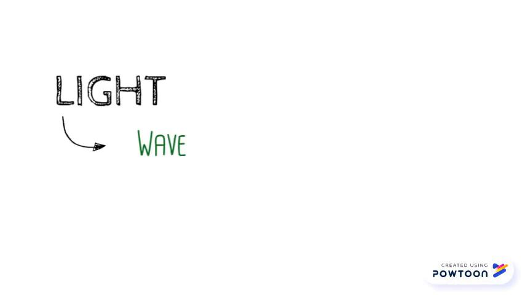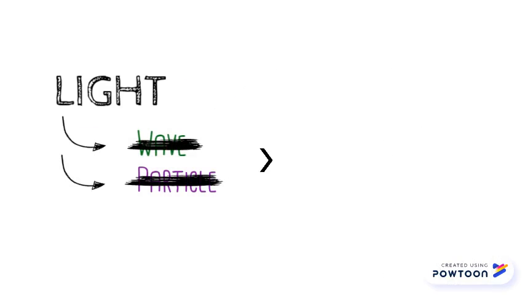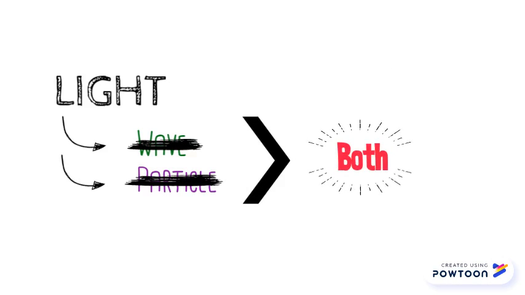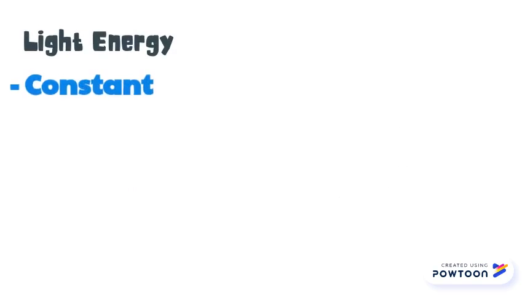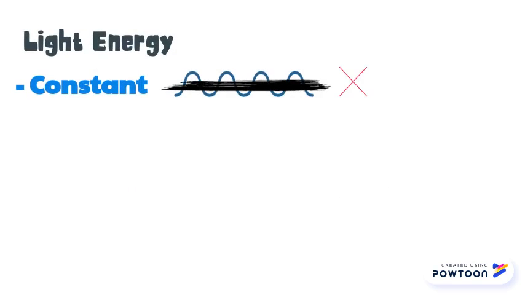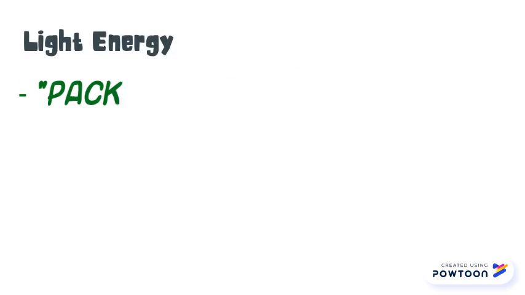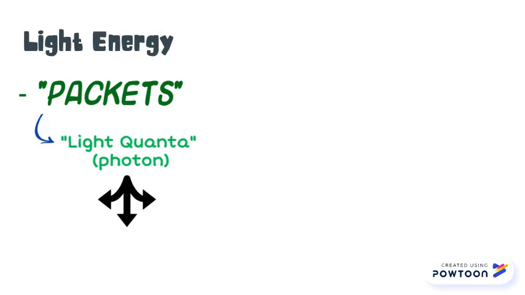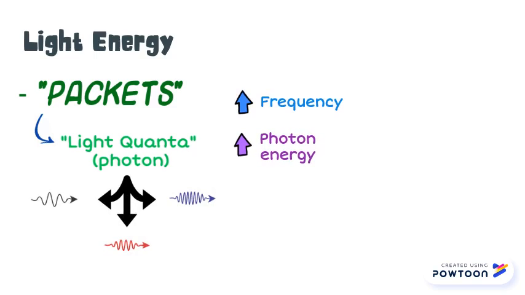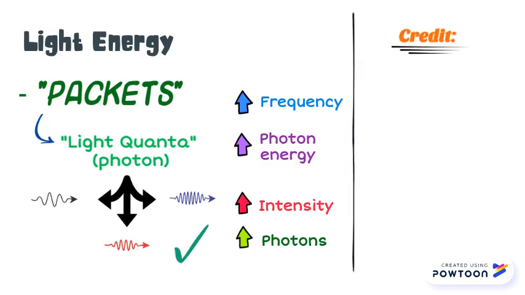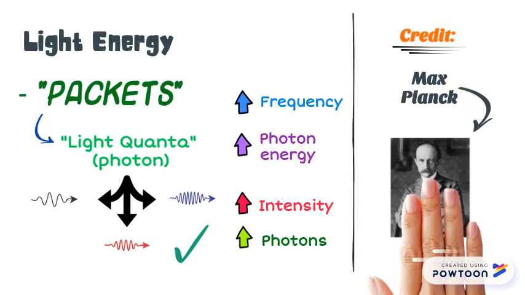Einstein concluded that light was not a wave nor a particle, but rather had properties of both. He proposed that light energy did not travel constantly like a wave. Rather, he believed that light energy travelled in packets called quanta. Each packet had their own amount of energy, and the more intense the light source, the more photons were emitted, and the higher frequency, the more energized the photons were. This was first proposed by his colleague, Max Planck.